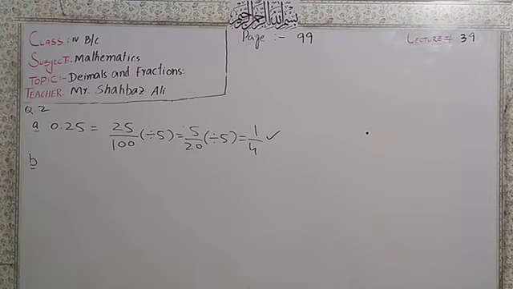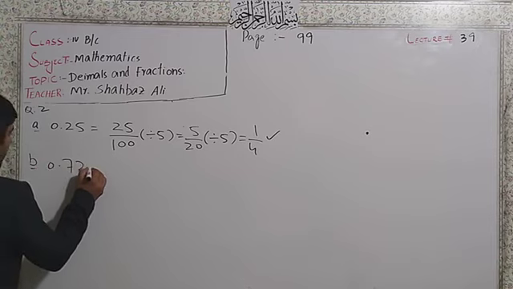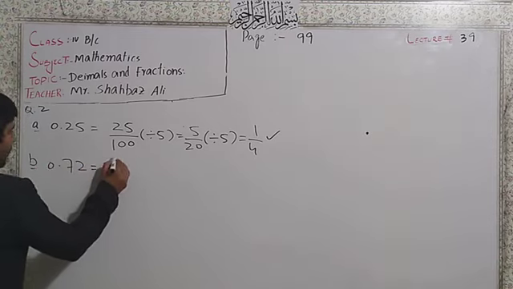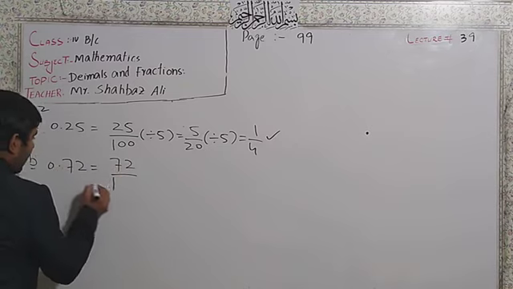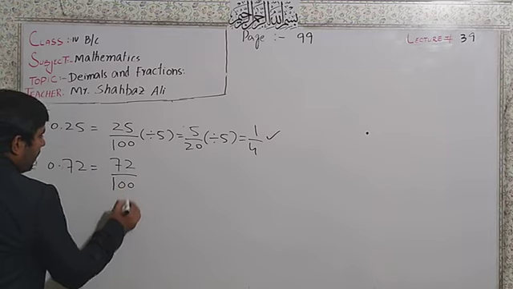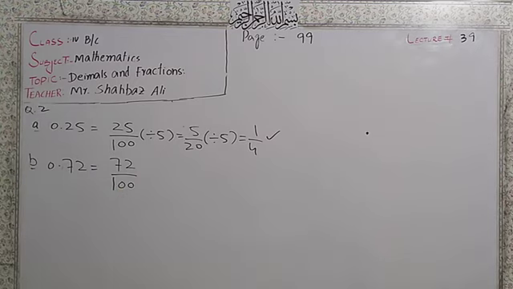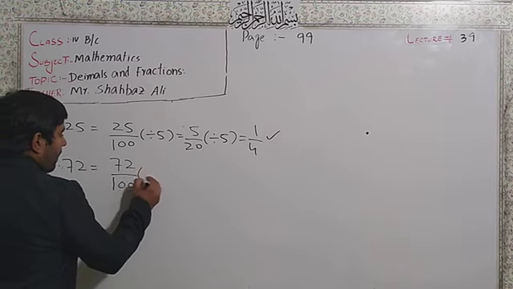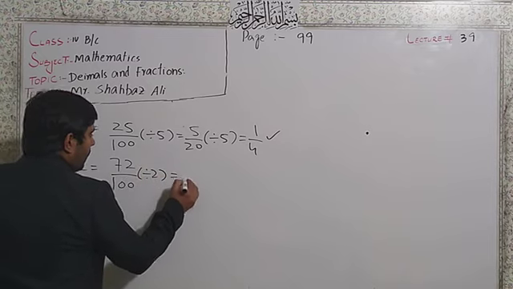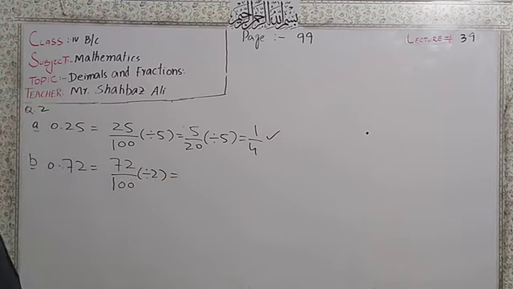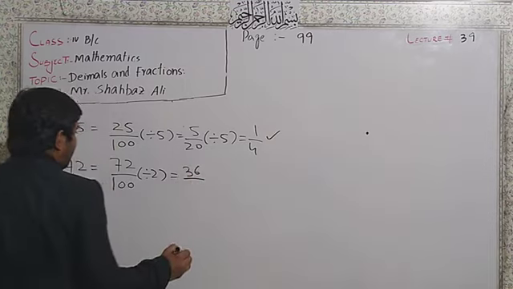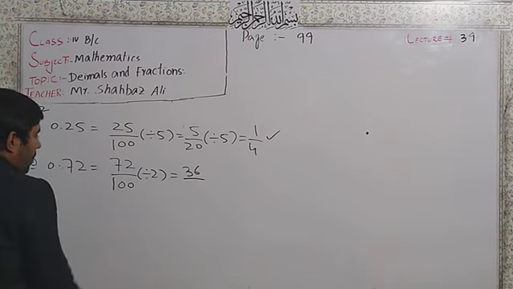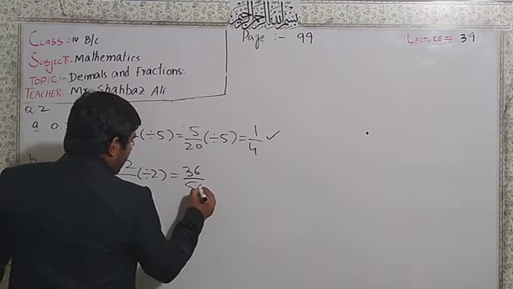B, 0.72. So 72 we write this one first of all, and then this point, in place of point we write 2 digit 10 0, and then we have to simplify. This is 72, this is 100, can be divided by table of 2. So 72 divided by 2 will be 36, and 100 divided by 2 will be 50.